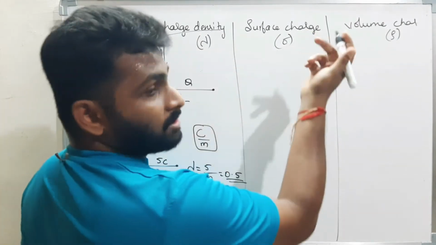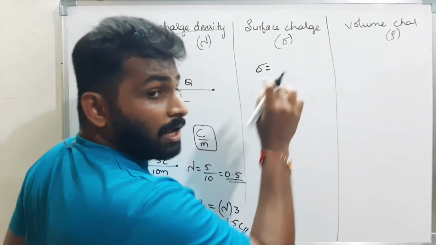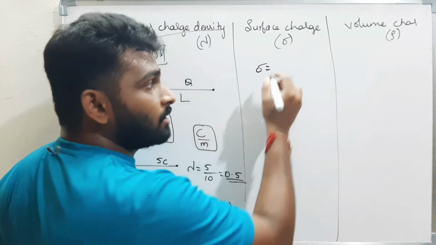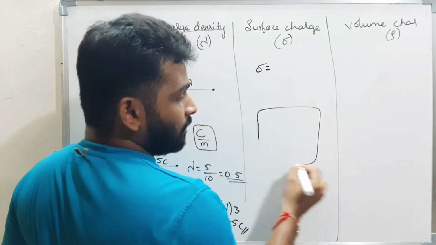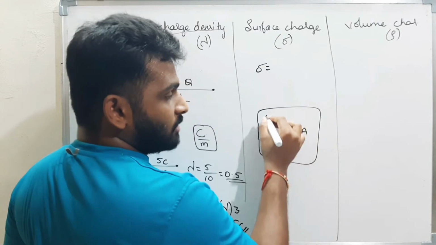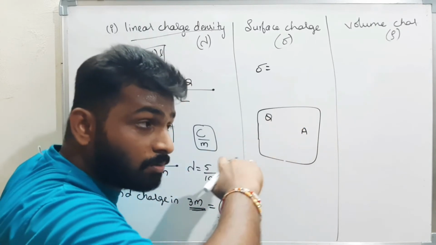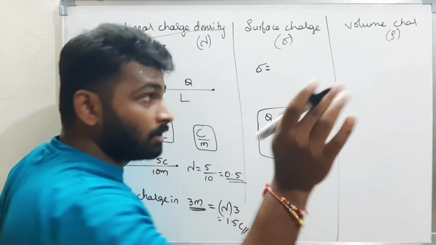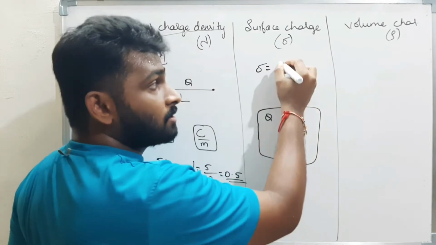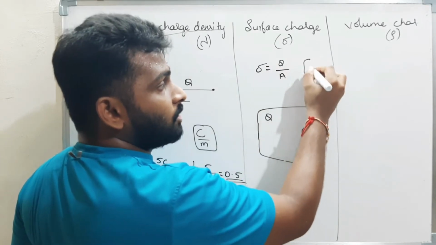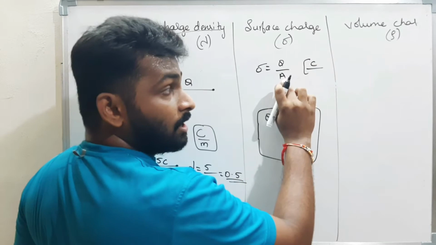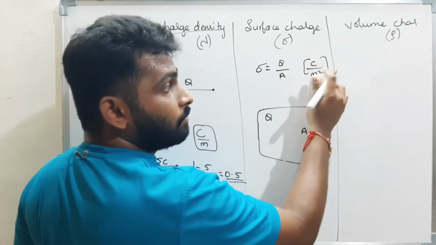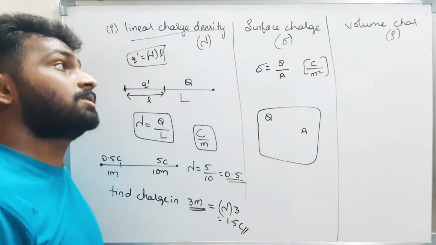Now, what is surface charge density? Simply, it is the charge present in unit area. This is a body of area A, and the charge present is Q, and this charge is uniformly distributed throughout the surface. Then the surface charge density is Q by area. And what is the unit? Coulomb per, what is the area unit? Meter square. Therefore, coulomb per meter square is the unit of surface charge density.